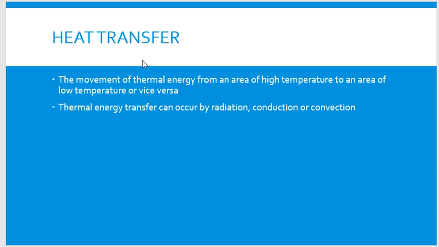Okay, so now we'll talk about the heat transfer. So heat transfer is basically the movement of thermal energy from an area of high temperature to an area of low temperature. That's what we usually tend to focus on. So it goes from hot to cold. Okay, so thermal energy transfer can occur by radiation, conduction, or convection. So we're going to start with a quick kind of definition of each of those 3.